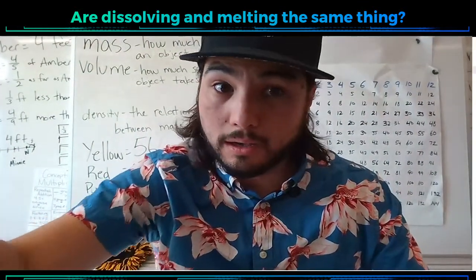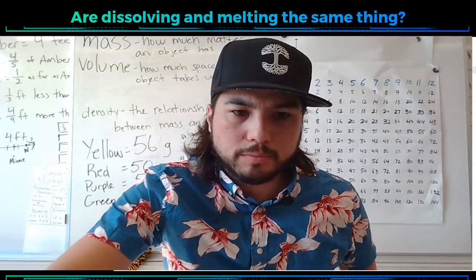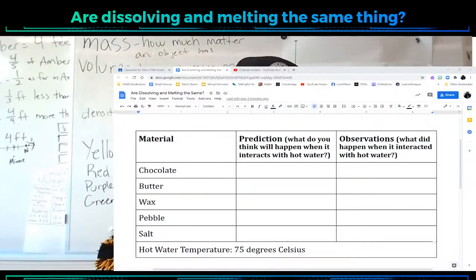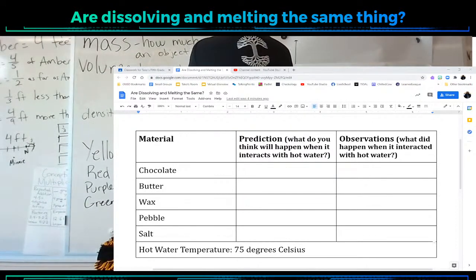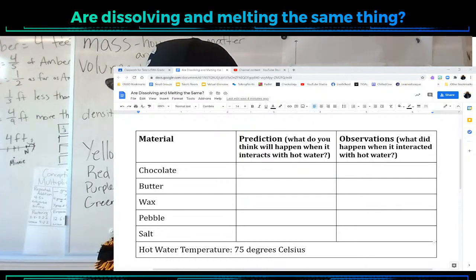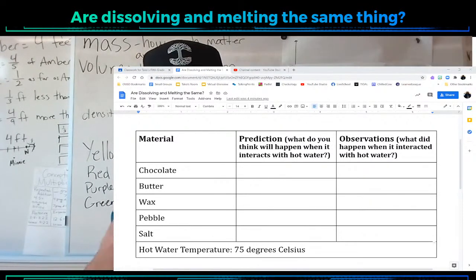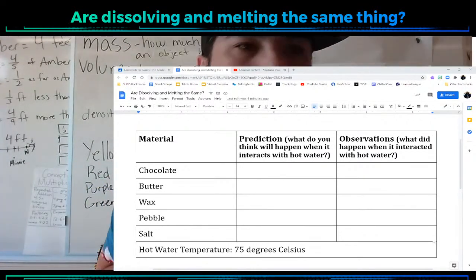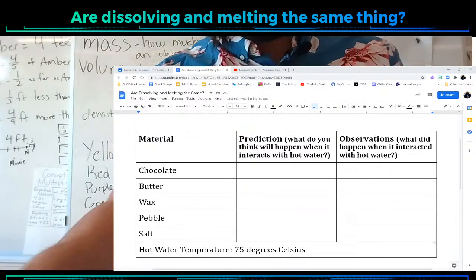Okay, let's take a look. I'm going to pull our graphic organizer back up just briefly. So again, we're making a prediction for our chocolate, our butter, our wax, our pebble, and our salt. One thing that I forgot to grab is a popsicle stick, because I want to do some poking. So I'm going to grab a popsicle stick. You're going to come with me.